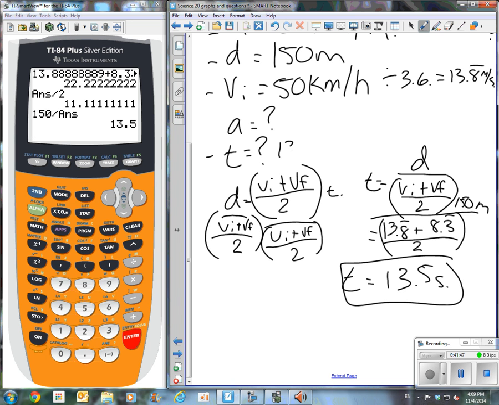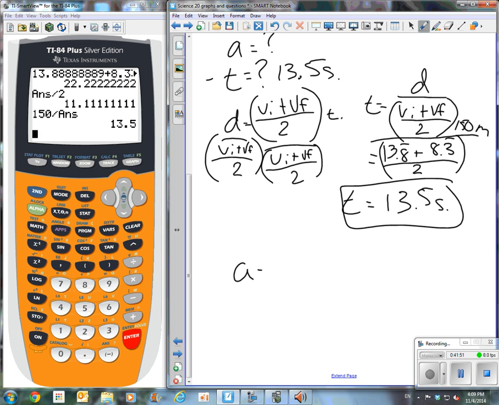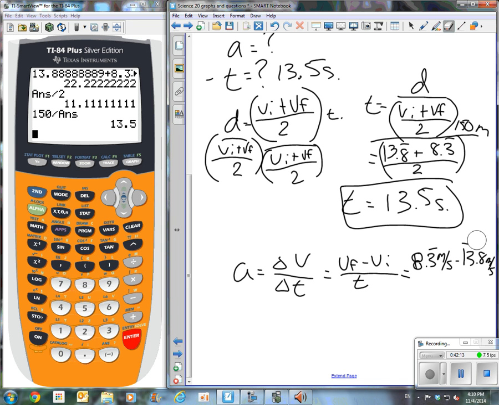So 13.5 seconds. Now I'm going to figure out the acceleration. Acceleration is a change in velocity over a change in time. So VF minus VI all over T. The final velocity there is the 8.3 meters per second minus the 13.8 meters per second. Oh, 13.8 repeating. The 8's repeating, not the 13. All over the 13.5 seconds.